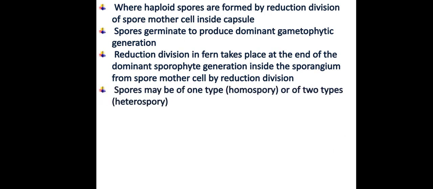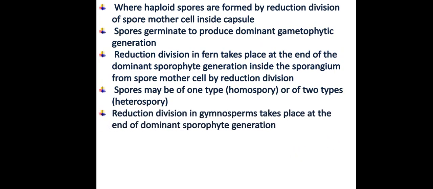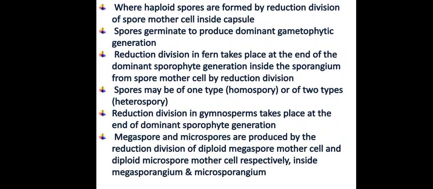Spores may be of one type, which is homospory, or of two types, heterospory. Reduction division in gymnosperms takes place at the end of the dominant sporophyte generation. Megaspores and microspores are produced by the reduction division of diploid megaspore mother cell and diploid microspore mother cell respectively, inside megasporangium and microsporangium.